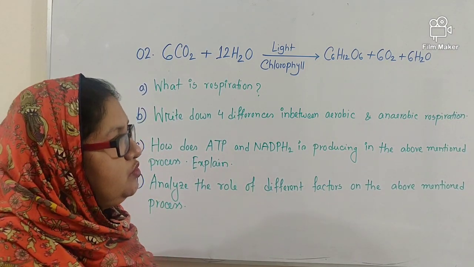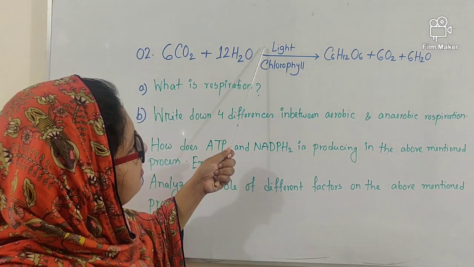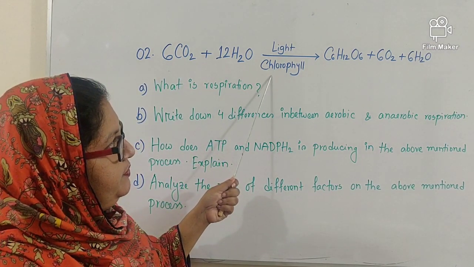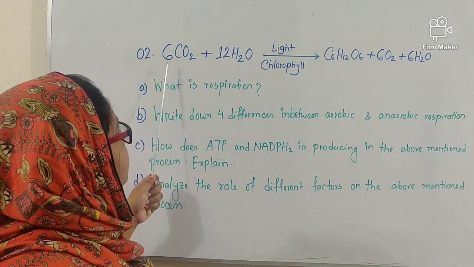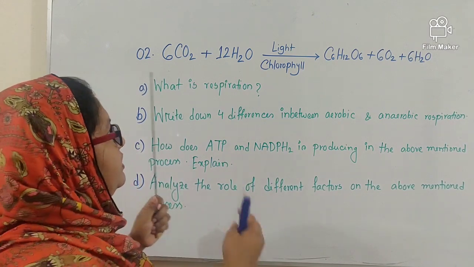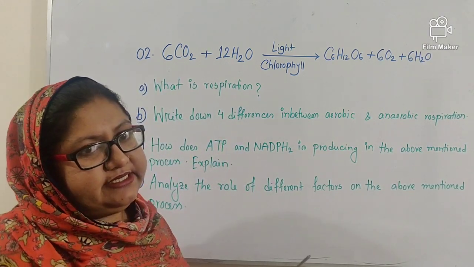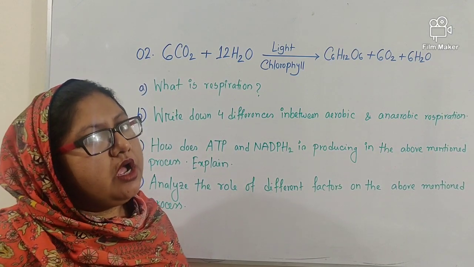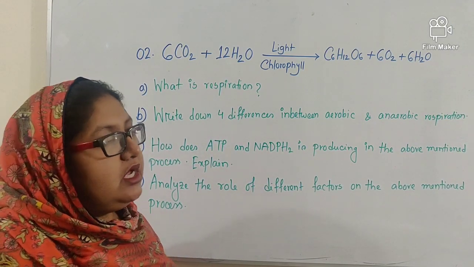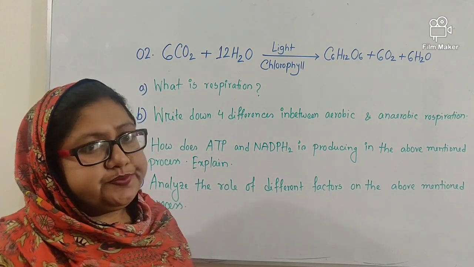How? You know that during photosynthesis the catalysts are light and chlorophyll, and the raw materials are carbon dioxide and water. From the left portion of the stem you can easily understand whether it is photosynthesis or respiration. Now come to the point. The first question is, what is respiration?